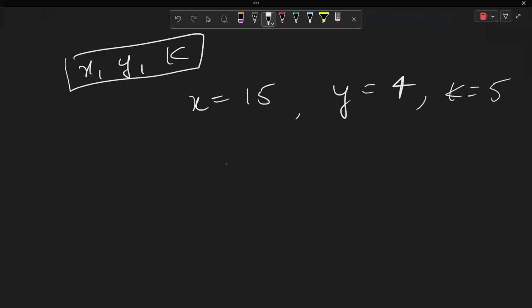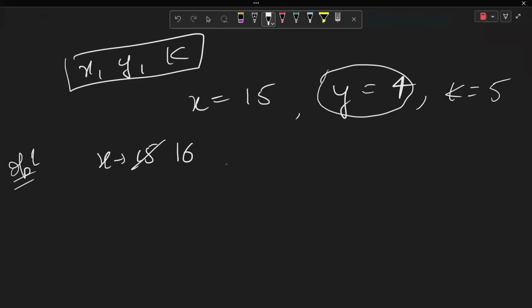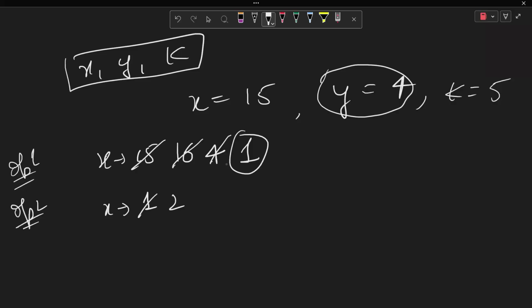For the first operation, x is 15. First increase it by 1, making it 16. Then check if that value is divisible by y. 16 is divisible by 4, so we make it 4. 4 is still divisible, 4 by 4 gives 1. So after the first operation, x becomes 1. Now for the second operation, x is 1, we increase it by 1 and make it 2. 2 is not divisible by 4, so we stop here. So x is 2 after the second operation.